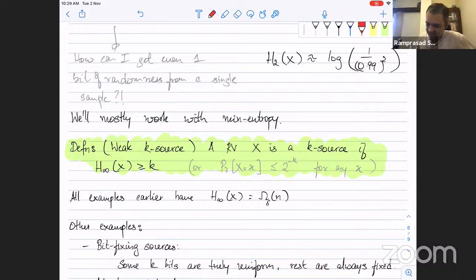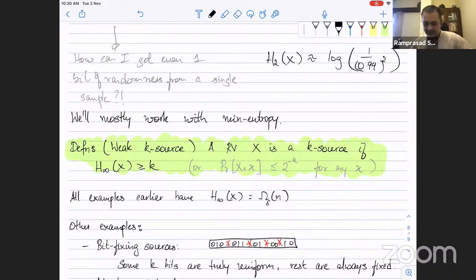Pictorially, it's something like this, where there's a bunch of stars, at least k stars. The rest are fixed to some specific values, like 0, 1, 1, 0, 1, but the stars can be anything. Every time I ask for a sample, the stars might be assigned anew, but the rest are fixed. As you can imagine, no particular string takes probability more than 1 by 2 to the k. So these are certainly k sources.